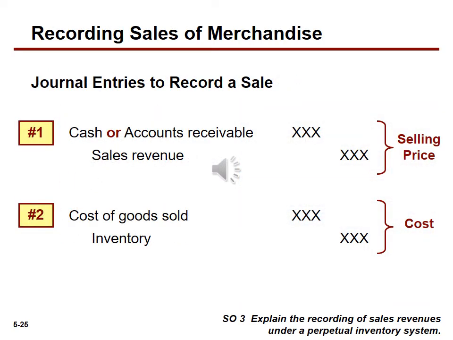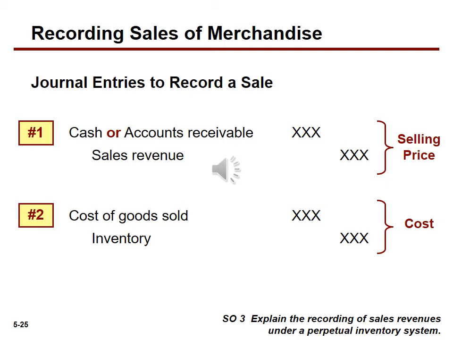Recording the sale of merchandise under the perpetual inventory system is a little bit interesting because we always record two entries. The first one is either we're going to debit the cash or the accounts receivable account, depending on the type of transaction, whether it was cash or on account. And we're going to credit the sales revenue. So we're going to recognize the revenue achieved or generated by this transaction.